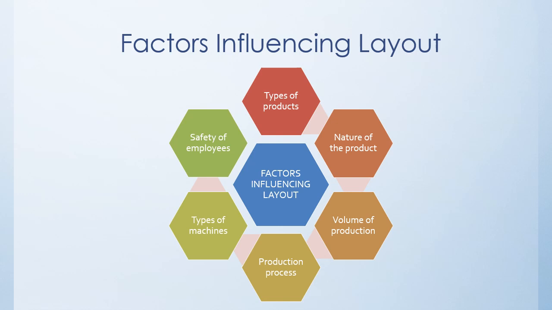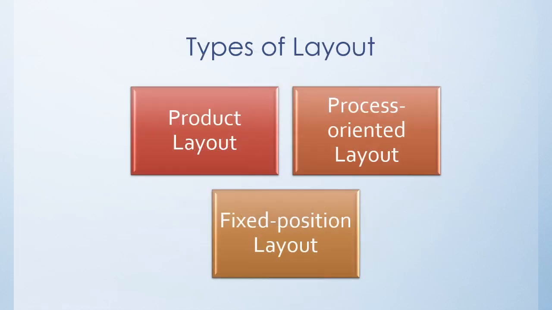Other factors you can read from the textbook. Here there are 3 types of layout that we are going to learn for this chapter. The first one is product layout. Second is process-oriented layout, or we call it process layout. And the last one is fixed position layout. Please bear in mind this part, especially that the types of layout here are similar to the ones that we covered just now, that is the types of process strategy.